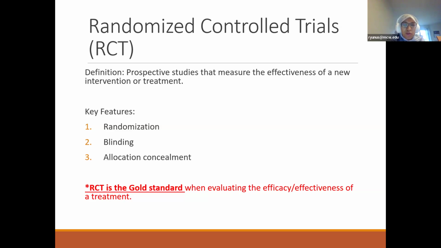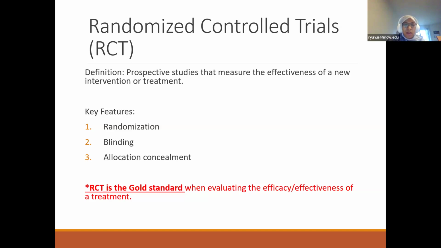So it can be defined as a prospective study that measures the effectiveness of a new intervention or a new type of treatment. Three key features of RCT that you have to know, okay, is the first one is randomization, second one is blinding, and third one is allocation concealment. And we'll talk about that. We'll try to understand what these concepts mean.